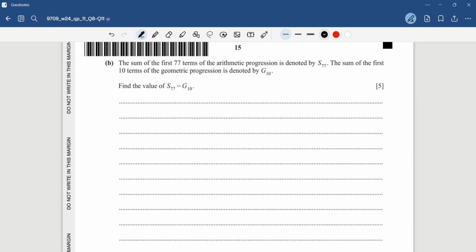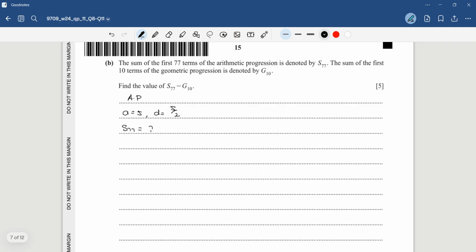For part b, the sum of the first 77 terms of the arithmetic progression and the sum of the first 10 terms of the geometric progression is denoted by G10. So first we find the S77. For the arithmetic progression, my A is equivalent to 5 and my D is equivalent to 5 over 2.